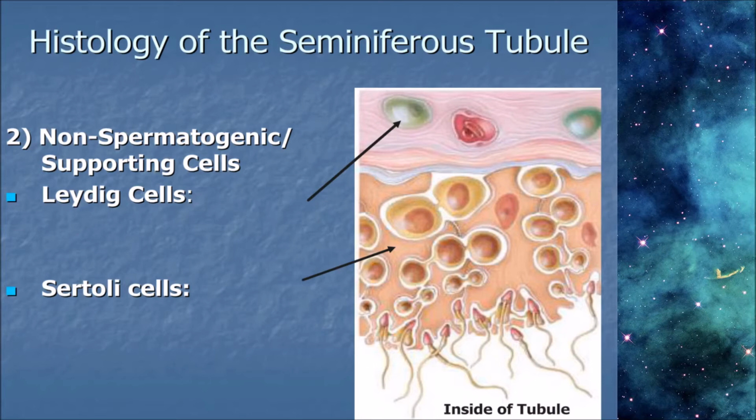The other cell that you see here is something called a Sertoli cell. A Sertoli cell is also called the sustentacular cell, or the mother cell, and its job is to nurture the maturing spermatozoa and spermatogonia as they go through the process of meiosis.